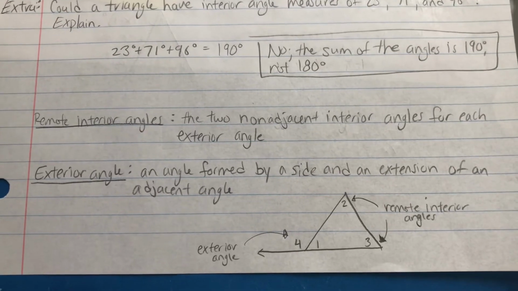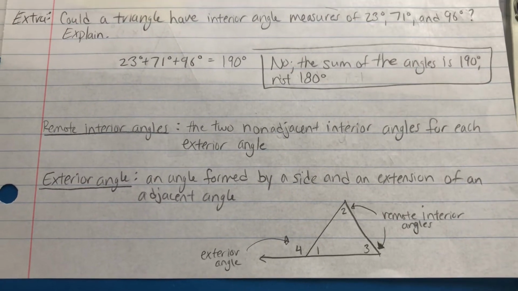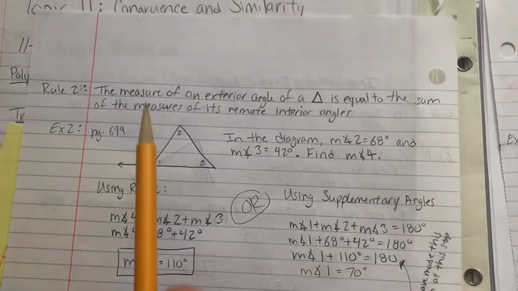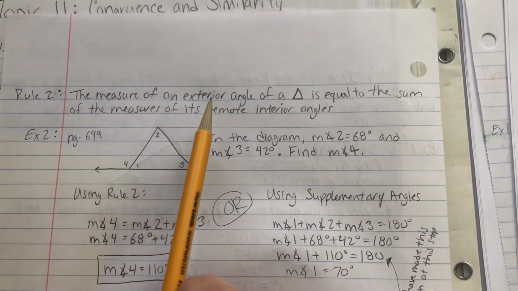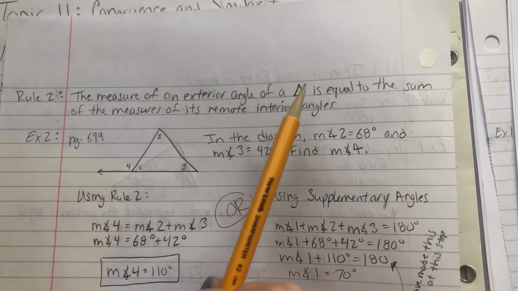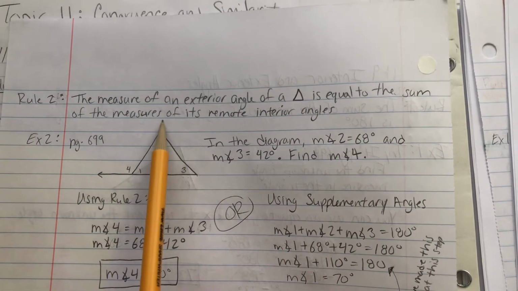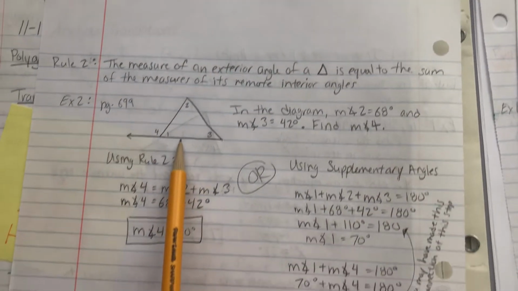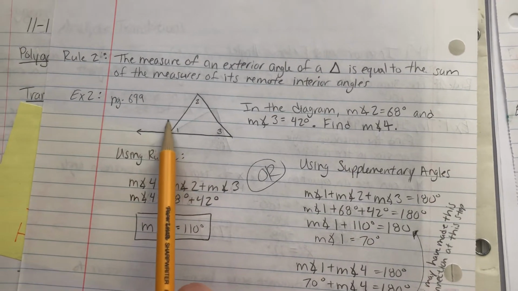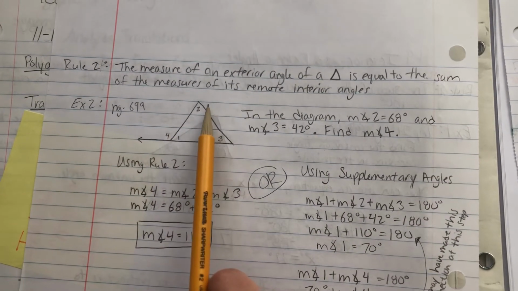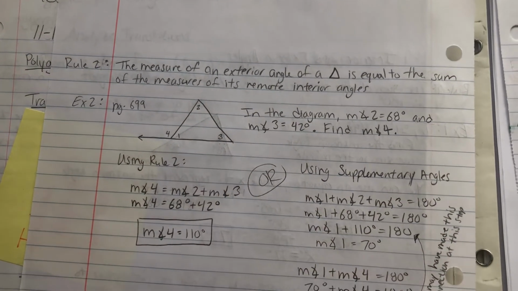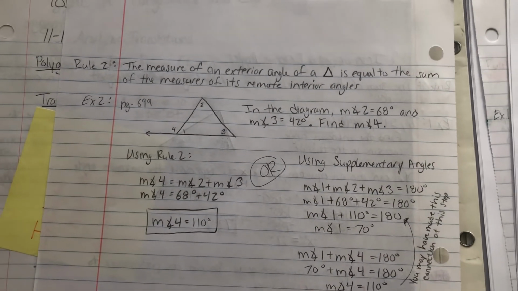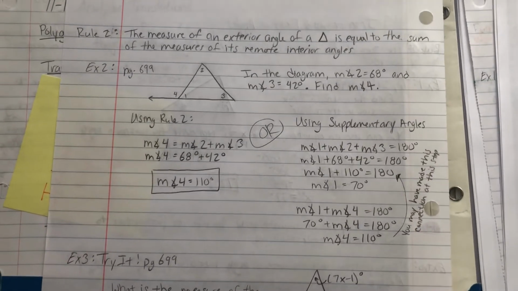Okay, and this relationship between interior angles and exterior angles helps create a rule that we can use to solve for unknown measures. So this is our second rule for the lesson, and this rule states that the measure of an exterior angle of a triangle is equal to the sum of the measures of its remote interior angles. So we have the same figure drawn here in example 2. What that means is the measure of angle 4 equals the measure of angle 2 plus the measure of angle 3.